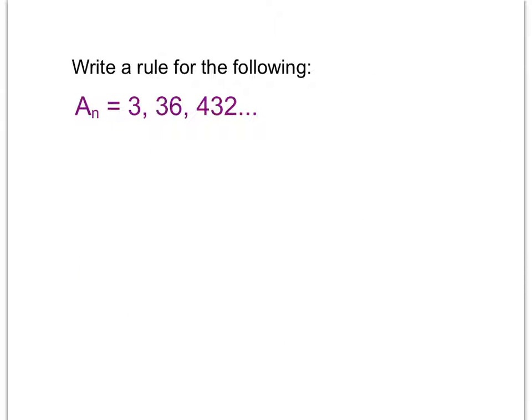Alrighty, we're going to write a rule for the following sequence, where our first term is 3, our second term is 36, our third term is 432. Well, we're going to write a sub n is equal to a sub 1 times r to the n minus 1. We need to figure out what our a sub 1 is. We need to figure out what our r is. Well, our a sub 1, we can see right in the sequence, is 3.